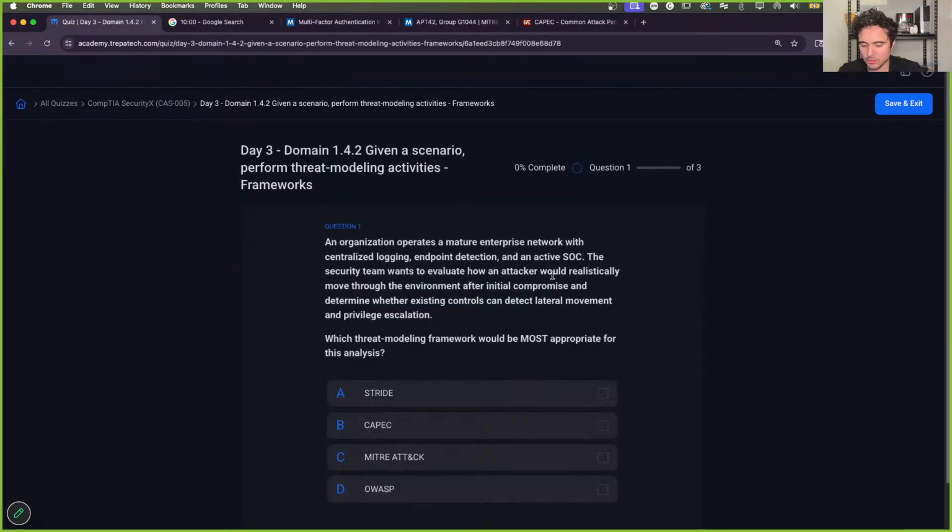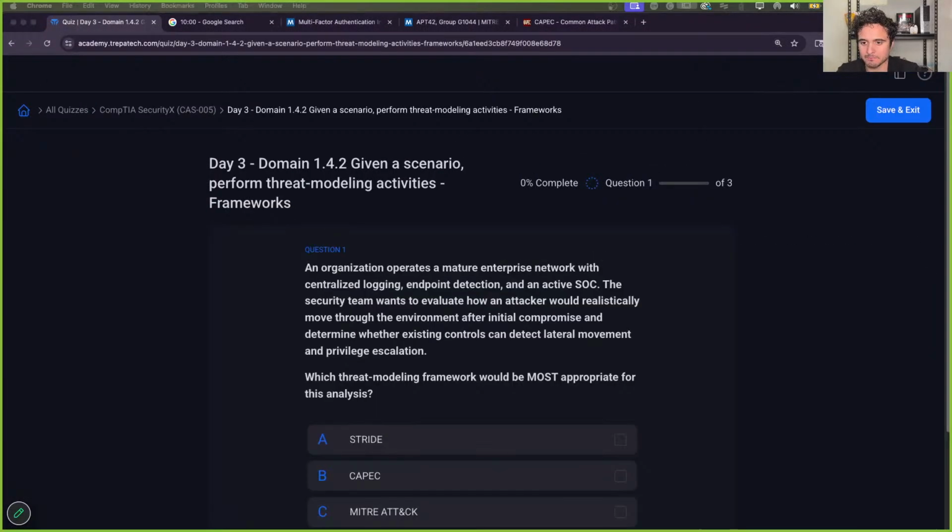Go ahead and take that domain quiz. Okay. So question 1. An organization operates a mature enterprise network with centralized logging, endpoint detection, and an active SOC. That's a Security Operations Center. The security team wants to evaluate how an attacker would realistically move through the environment after initial compromise and determine whether existing controls can detect lateral movement and privilege escalation. Which threat modeling framework would be most appropriate for this analysis?